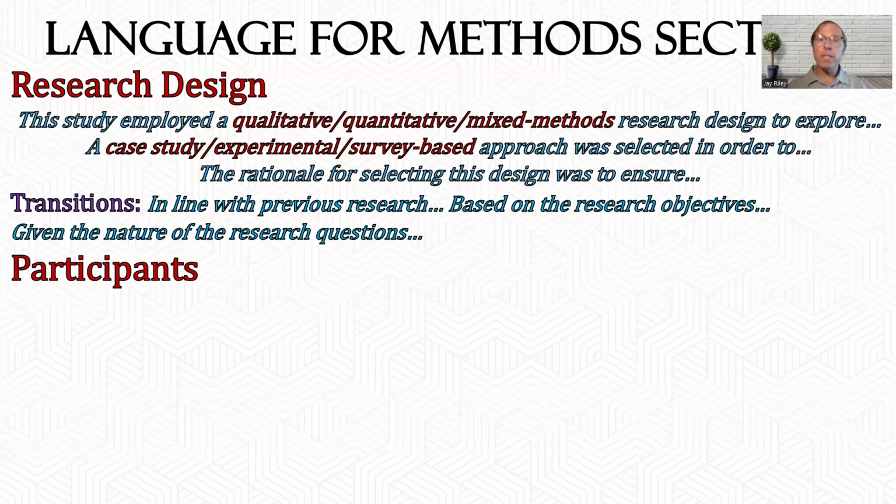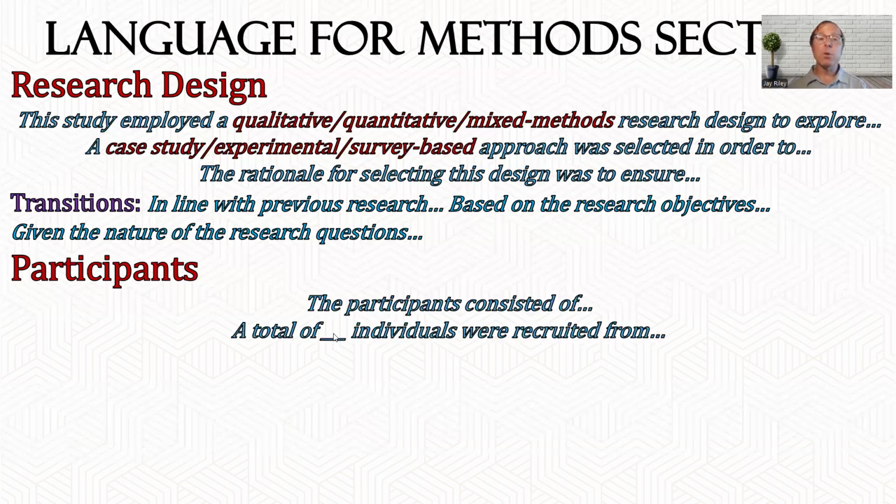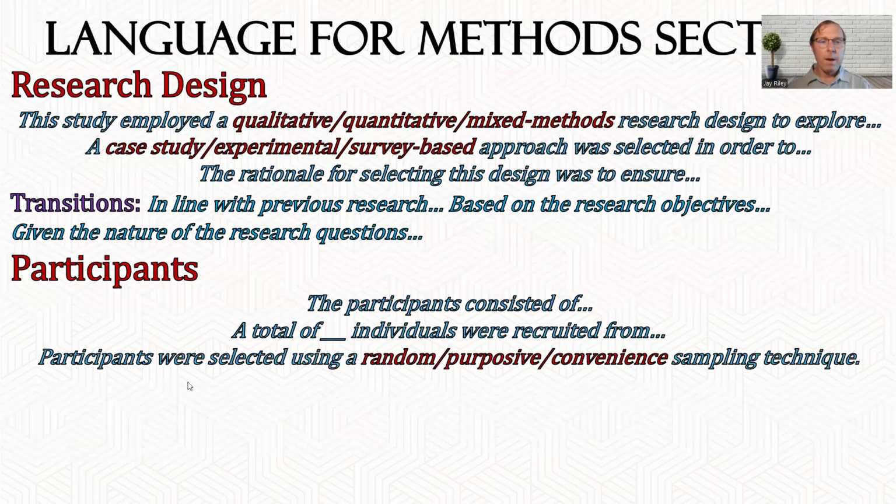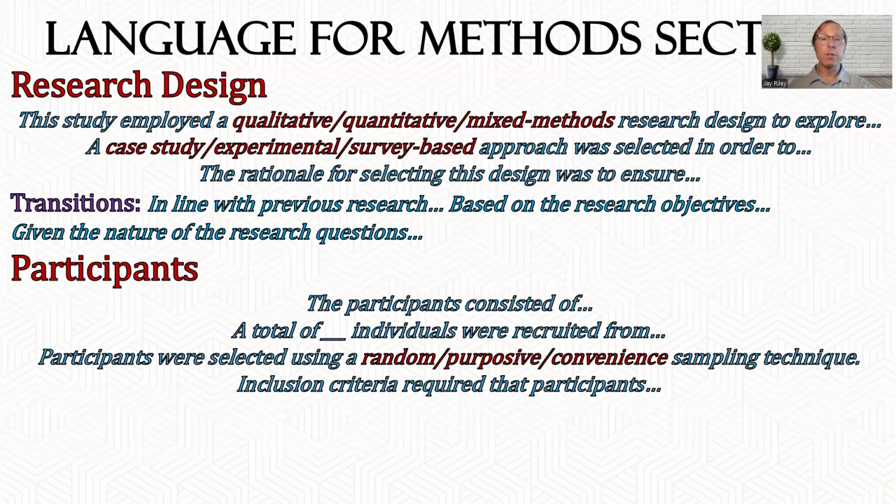When we're talking about the participants in our study, the participants consisted of a total of 91 individuals recruited from a large public research university. Participants were selected using a random sample, a purposive sampling technique, a convenient sampling technique. Inclusion criteria, I think that's something that is important to include, our inclusion as well as our exclusion criteria.